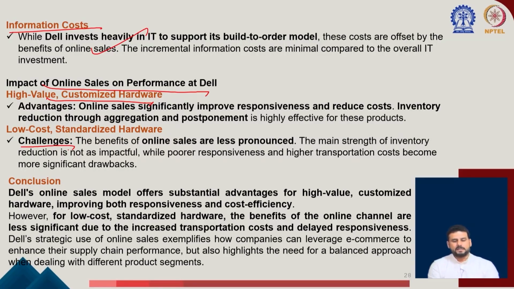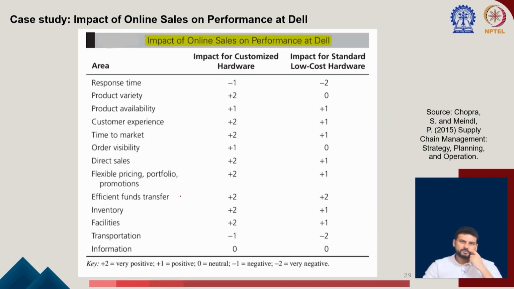But the challenge is that the benefits of online sales are less pronounced and the main strength of inventory reduction is not as impactful, while responsiveness is poor. Why poor responsiveness? Because you place the order today, and it will take a minimum of 2-3 days to deliver. So to conclude, Dell's online sales model offers a substantial advantage for high-value customized hardware, where you are going for customization. For standard products, you can go through retail offline stores where you maintain inventory, because you know that inventory can be consumed in the market any day.